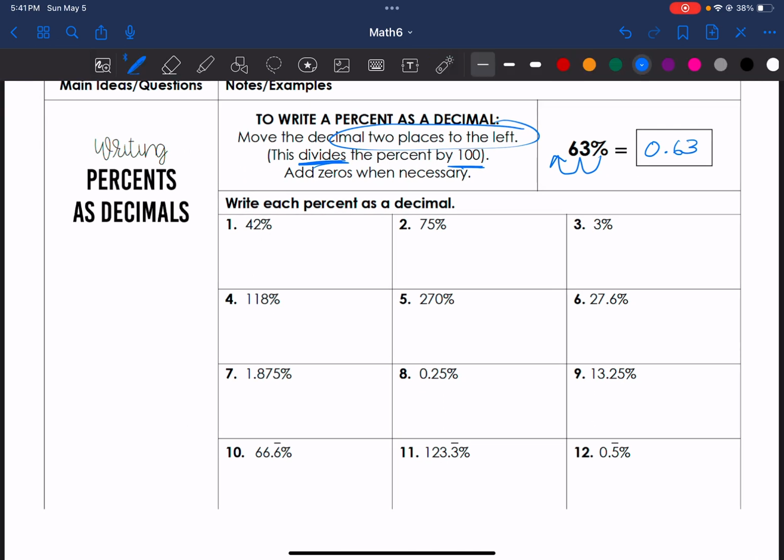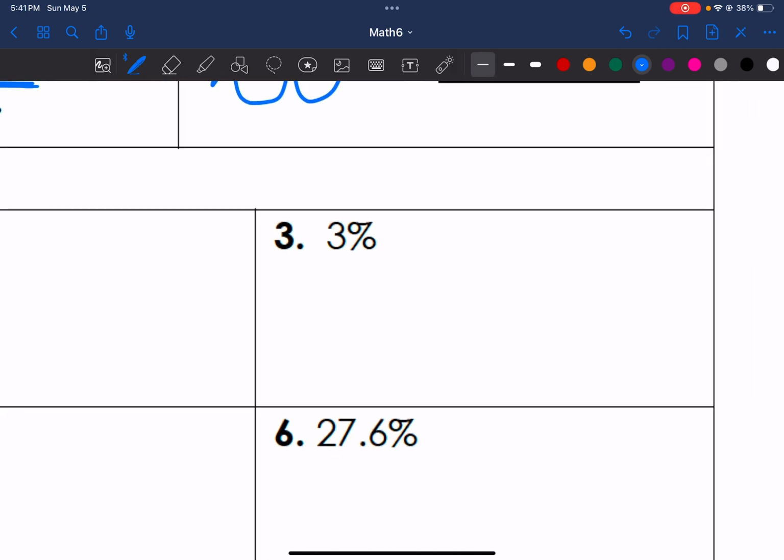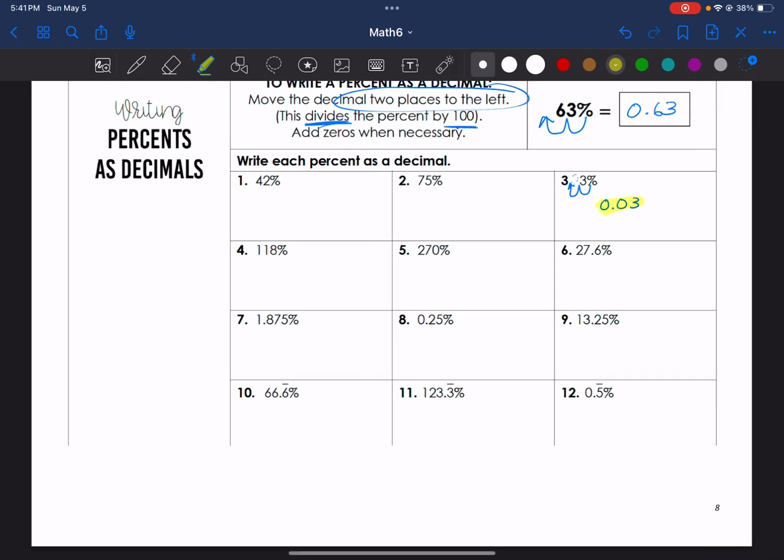You can go ahead and try it with numbers 1 and 2. But for number 3, you'll notice that there's only one digit. So if I move this percent symbol 1 and then 2, you might have to do something in this area. And if you thought it's annexing a 0, yes. So you get 0.03. Don't forget that you can always add zeros in these places. Go ahead and practice with this page by pausing the video before you check your answers.